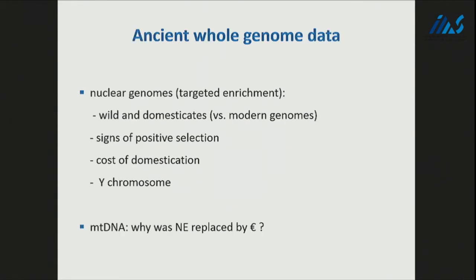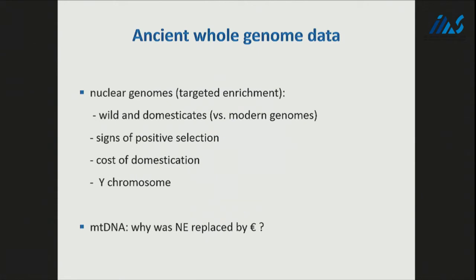Of course, we have to continue. These are only preliminary data, and we also sequenced the whole genomes, and we will then look in more detail at how the wild and the domesticates differ from each other versus modern genomes. We will look also at signs of positive selection, cost of domestication, and of course the Y chromosome. And I'm particularly interested in also the mtDNA.